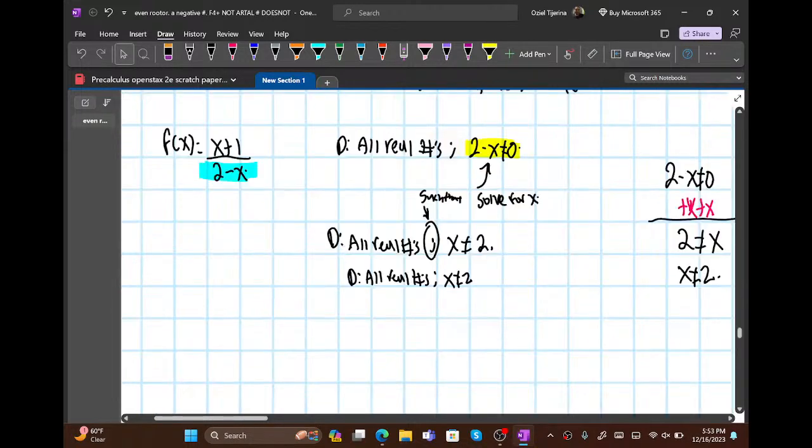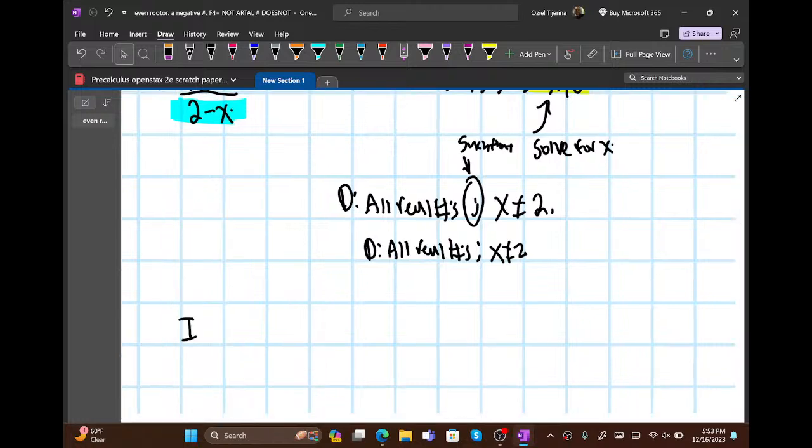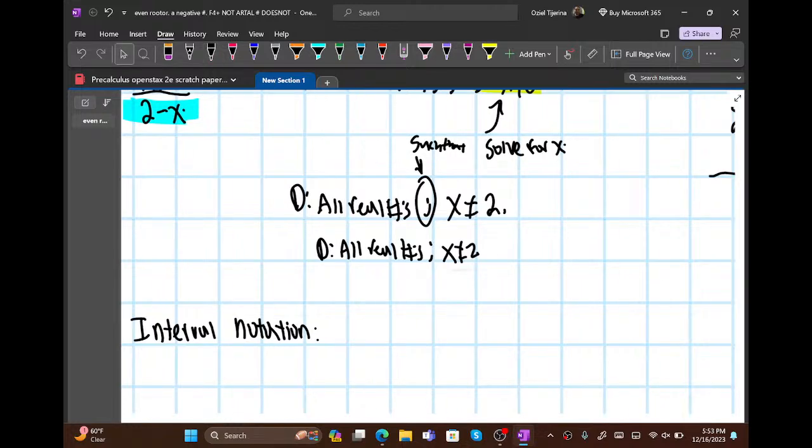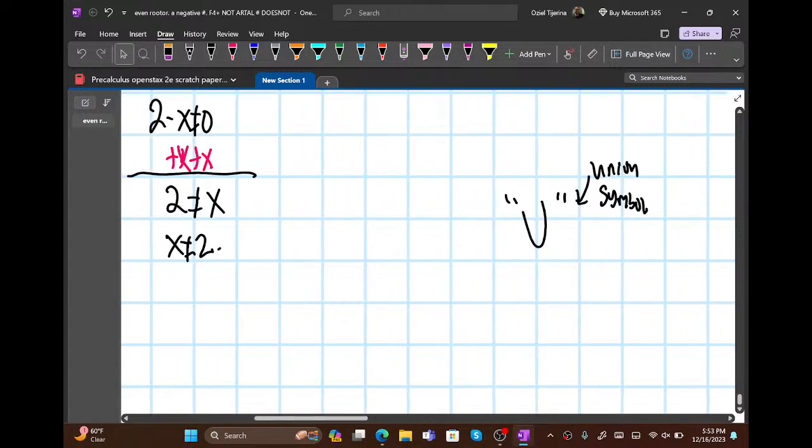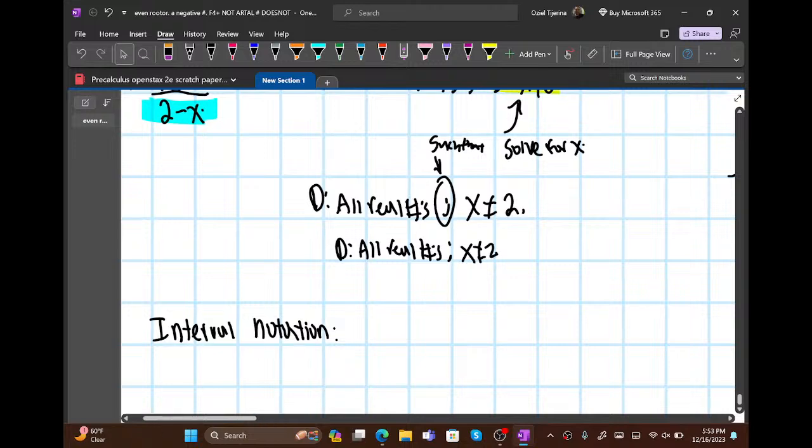Now, in interval notation, this is where the union symbol comes in, guys. If y'all remember the union symbol, it is really important for these. We use it so much in calculus. This is what we call a union symbol, which means we unite, like a union between two numbers in one interval, or between a union of two intervals, basically.